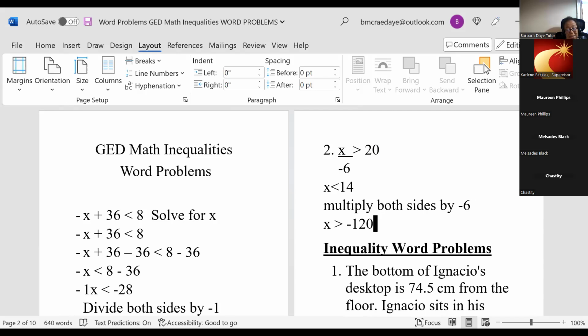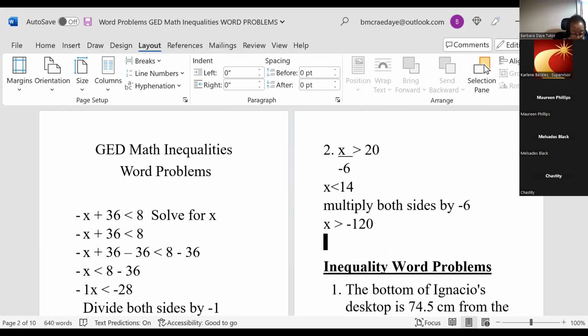Yeah, that's the answer I got. But since you multiplied, you have to reverse the inequality. This becomes x less than -120. So your inequality is x less than -120. That's the inequality, and your x would be the -120. Got it?